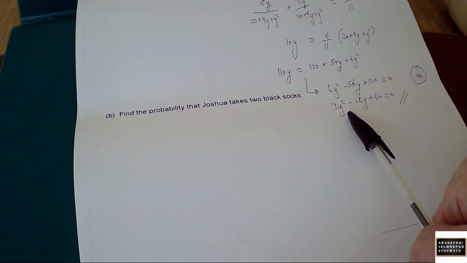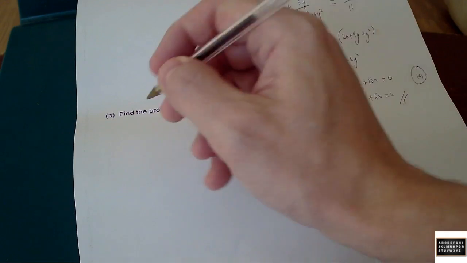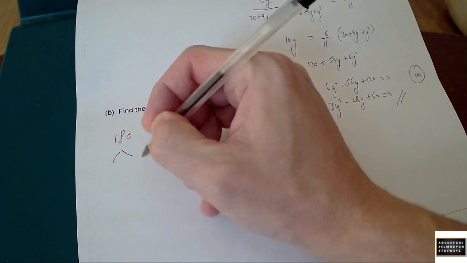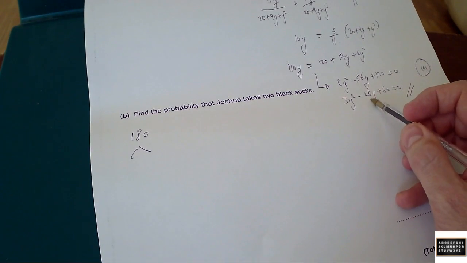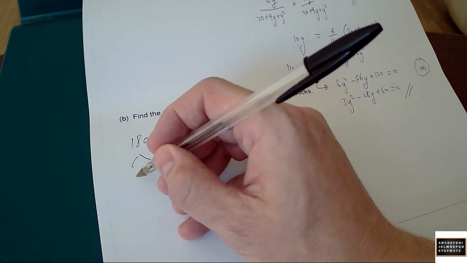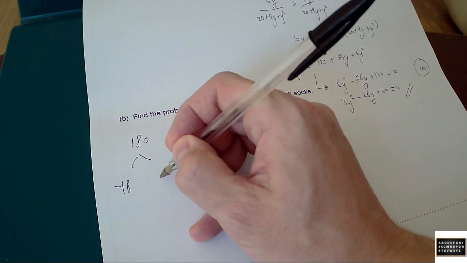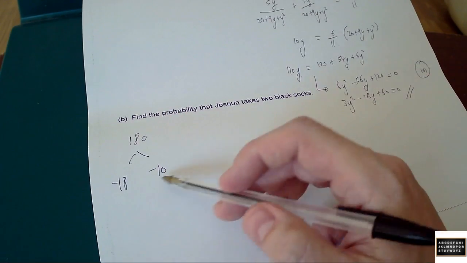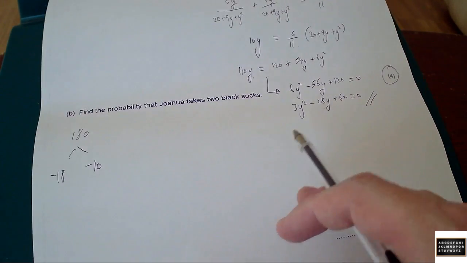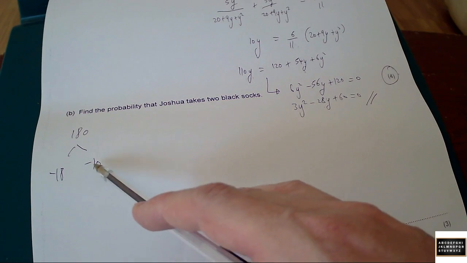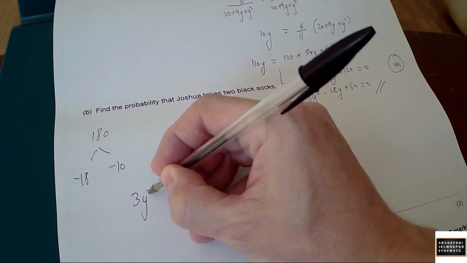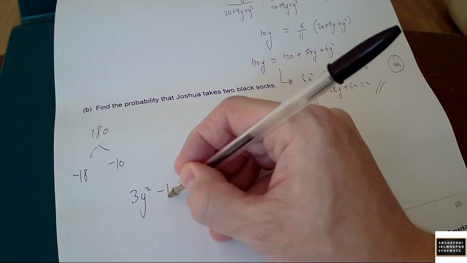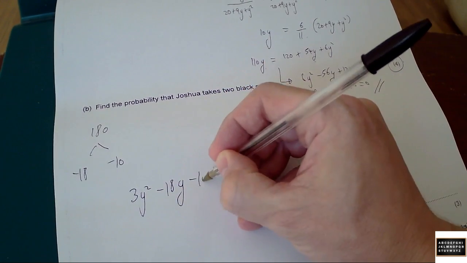Now, this is a reasonably good quadratic to solve because we can see that 3 times 60 is 180 here. So I can see this is going to be factorisable. So we're looking for factor pairs of 180 that make minus 28 in the middle. And that will be minus 18 and minus 10. So those two multiply to make 180, but also they add to make 28. Now, then I'm going to write down 3y squared at the beginning of this, minus 18y, minus 10y.